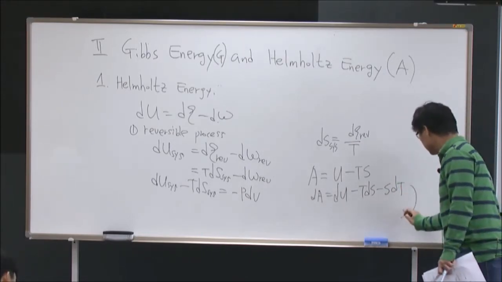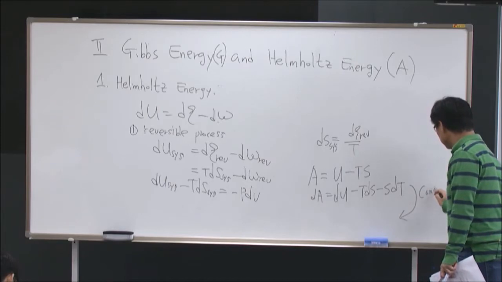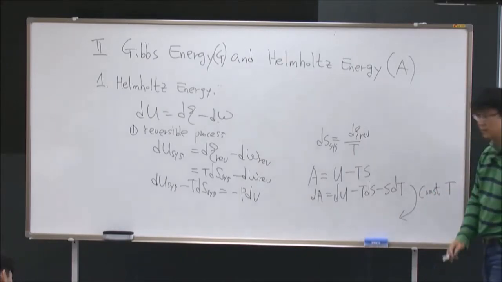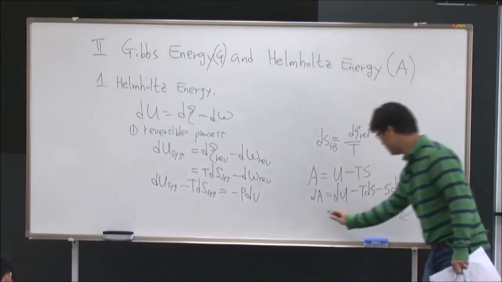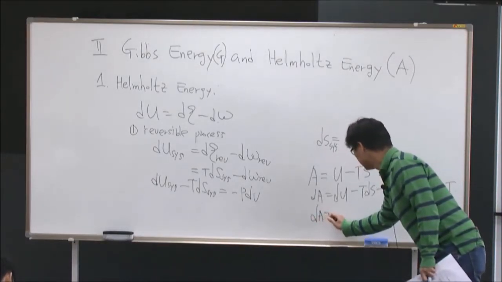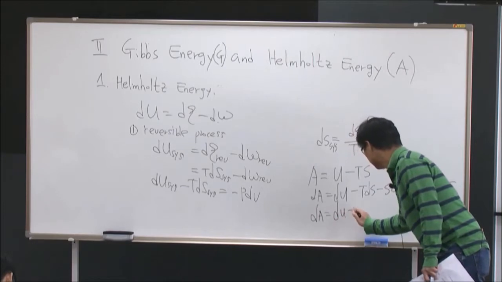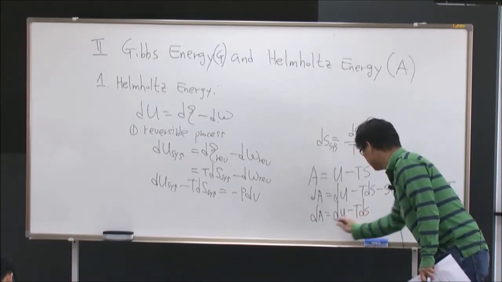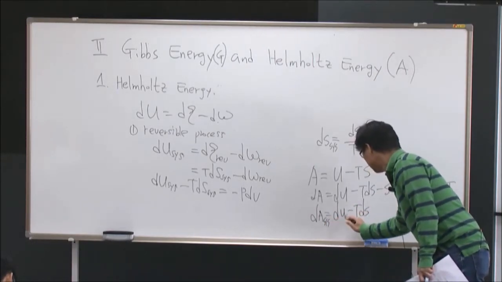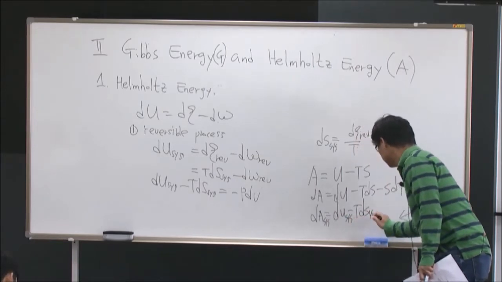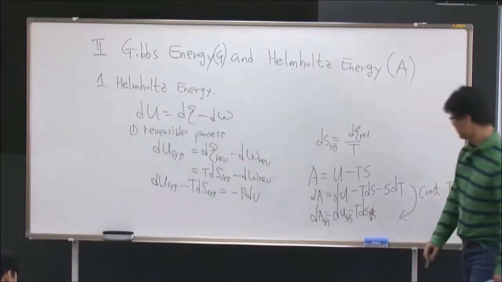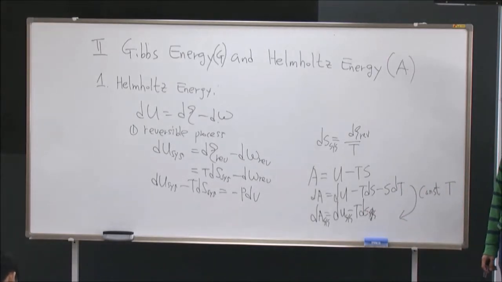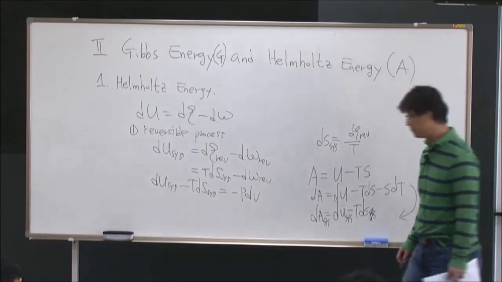And then let's take an assumption, say that constant temperature. Then this becomes 0, yeah? So then this will be dA equal to dU minus TdS. So dA of system, dU of system, TdS of system. Okay? So we assume this one first, constant temperature.